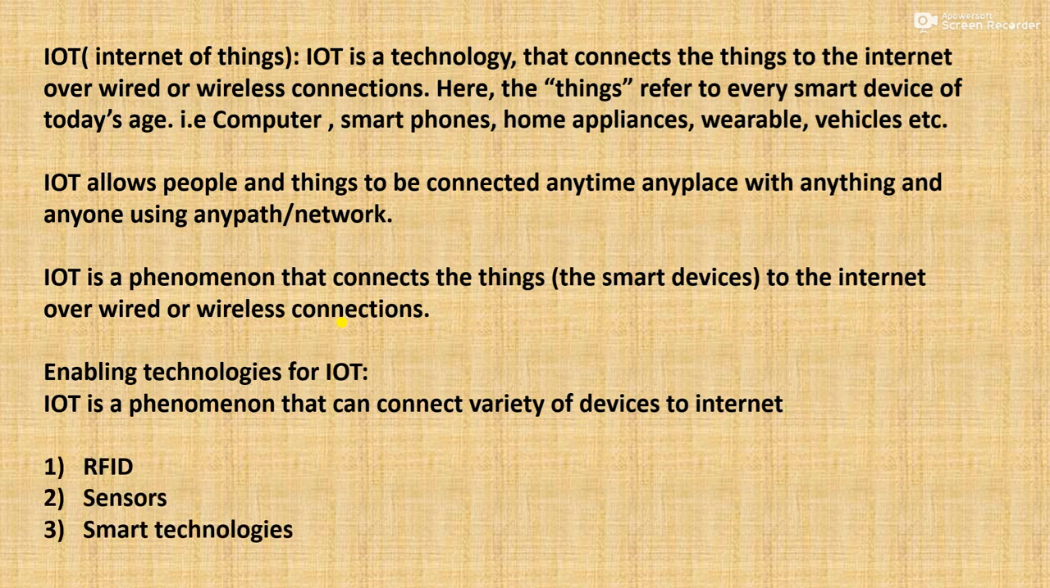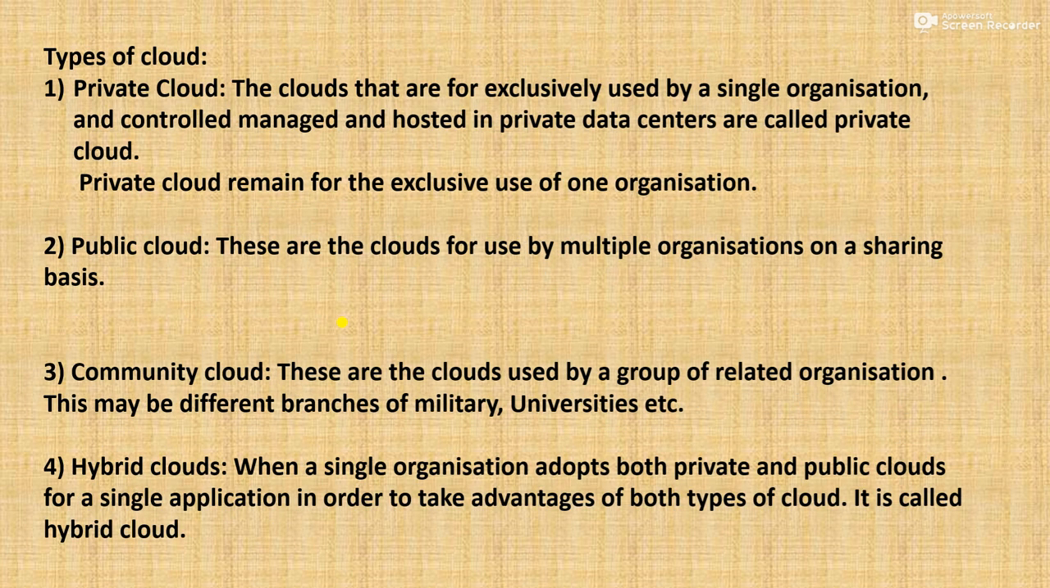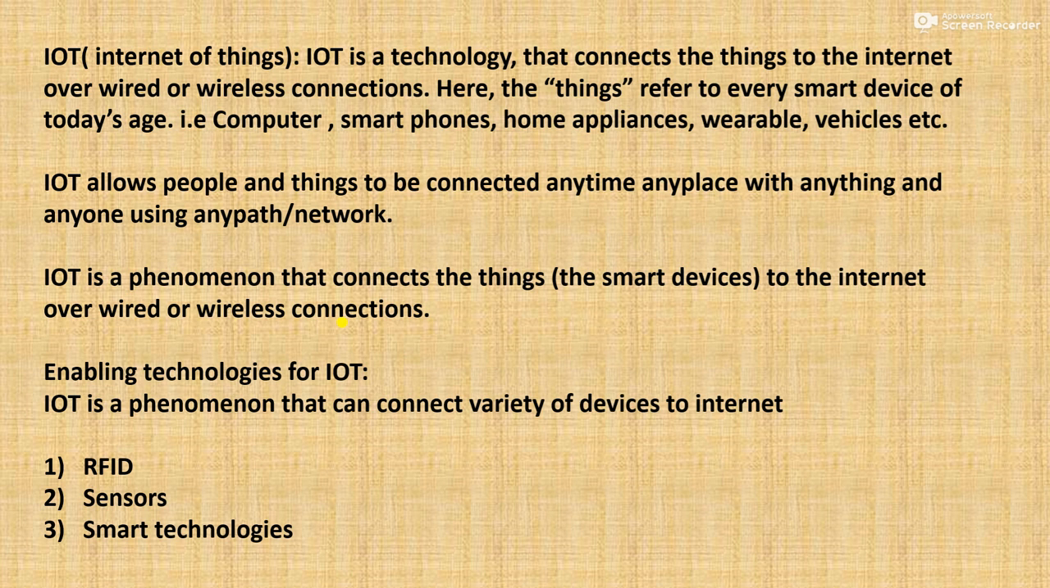Now let's see the next topic, IoT, that is Internet of Things. IoT is a technology that connects things to the internet over wired or wireless connections. ठीक है, जहाँ पे भी इंटरनेट का यूज होगा, वायर हो या वायरलेस हो, that is called Internet of Things. Here the things refer to every smart device of today's age: computers, smartphones, home appliances, wearables, vehicles, etc. Basically, if a device is connected with the internet, this is called IoT, that is Internet of Things.